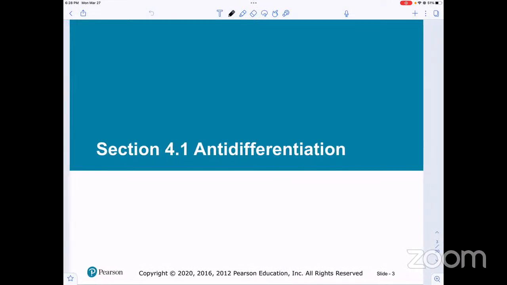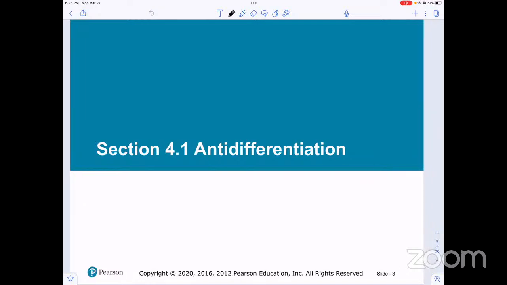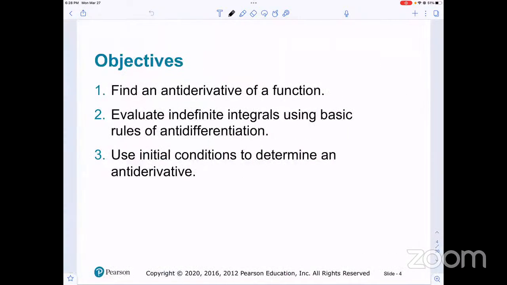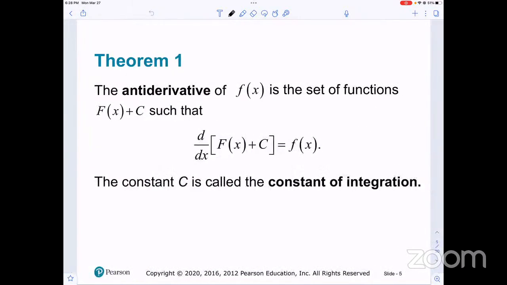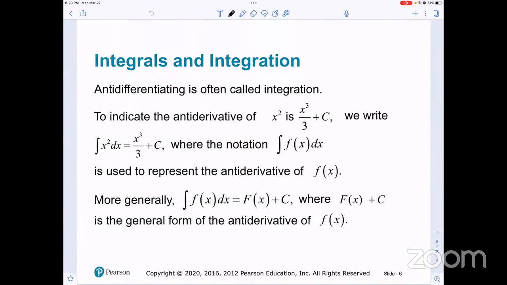I think the rhythm is we'll basically be doing one section a day. So today we'll just do the best we can with section 4.1. Let me get past this antiderivative. Okay, let's start here.